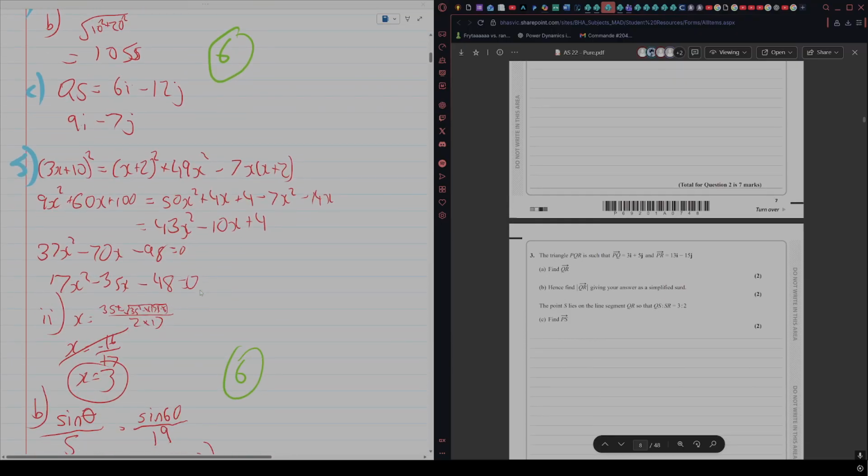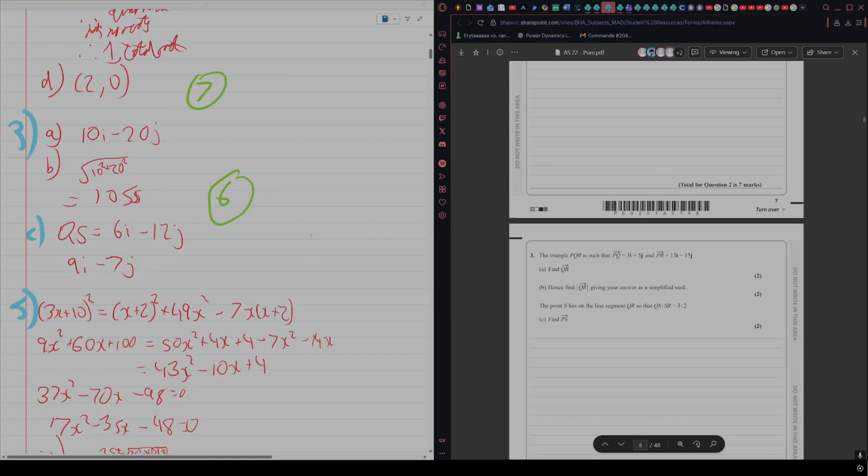We have some vectors going on here. So you're finding QR. I probably should have drawn this, but you just go from 3i to 13i, you get 10i. To go from 5j to -15j, it's -20j. Find mod QR, that's just the distance, so you just do Pythagoras. I know we haven't done vectors yet, so this is kind of a useless question in a sense, but you can kind of figure this out. i and j are just unit vectors, where i is (1, 0) and j is (0, 1) in column vector form.